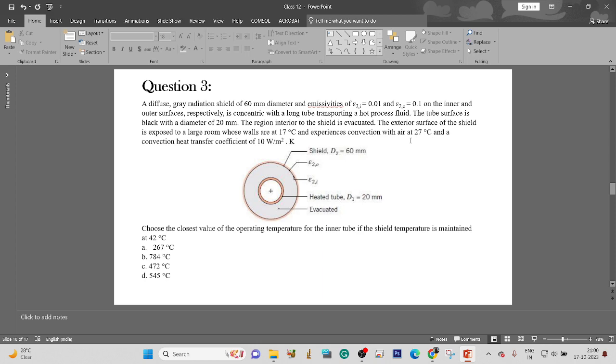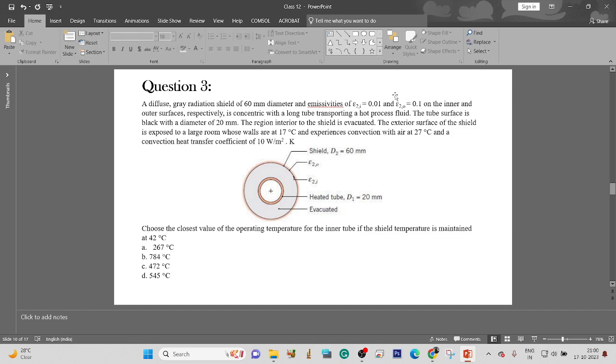So radiation will be there with the wall temperature, and convection will be there. Heat transfer coefficient is given, and air temperature is 27, so convection will be there. Choose the closest value of the operating temperature of the inner tube if the shield is maintained at 40 degrees Celsius. Shield temperature is also given, so we can clearly find Q total. There will be a summation of heat from radiation and heat from convection.